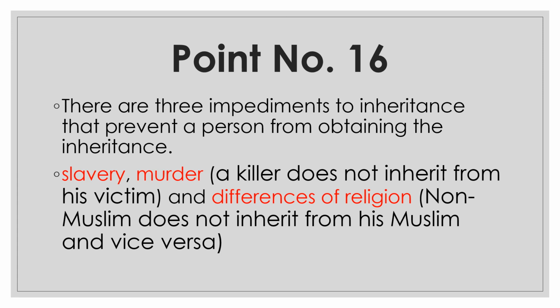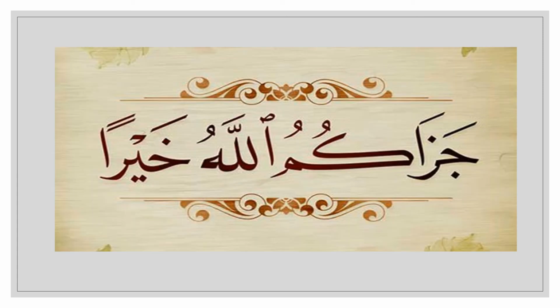And the third one is differences of religion. A non-Muslim does not inherit from a Muslim, and vice versa. A Muslim from a non-Muslim and a non-Muslim from a Muslim, no inheritance. So there are three preventing causes for the inheritance: slavery, second one murder, the third one differences of the religion.